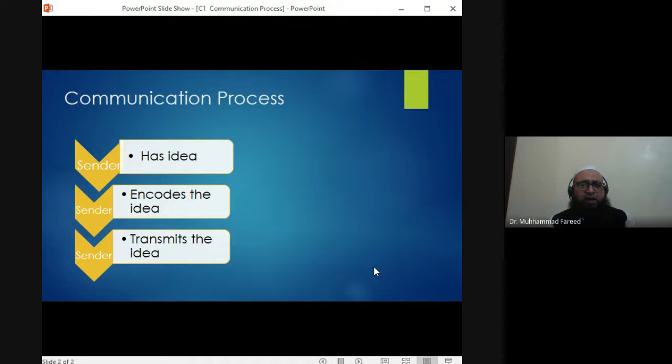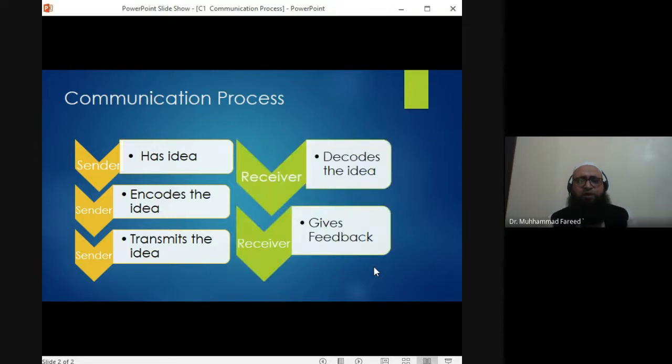After encoding the idea, sender transmits the idea. Transmitting the idea is actually sending the idea, sharing the idea with your receiver. So as soon as the idea is transmitted after encoding to the receiver, then on the part of receiver, there are these two things that a receiver or more than one receivers do. Number one, receiver decodes that idea. Decoding is actually everyone decodes the idea according to his or her understanding of the topic.